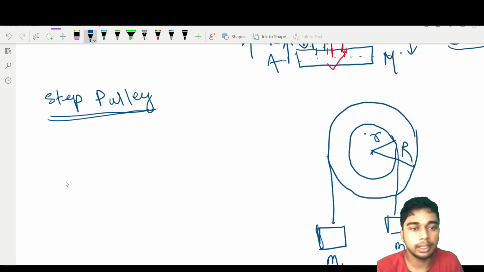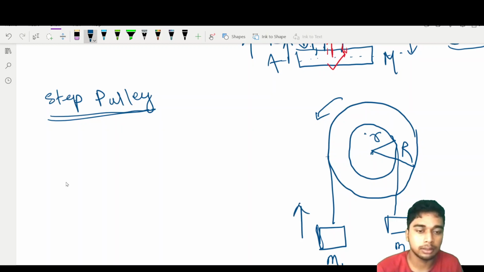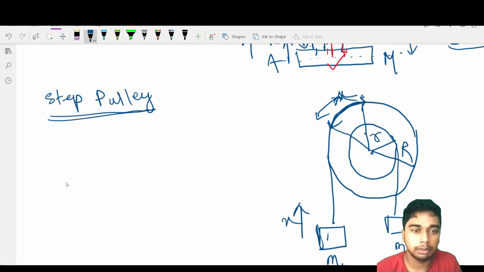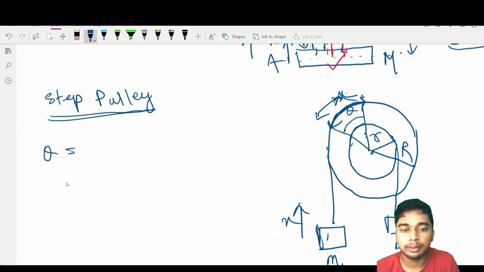If it rotates, for example, by angle theta, and the mass m1 goes by distance x, the pulley also has to rotate by that distance. This will be the arc length. Because of this rotation, an angle theta will be subtended here. This is the same for this pulley and this pulley also. So theta is equal to length of arc divided by radius. For the bigger pulley, the length of arc is x1, so x1 divided by capital R.